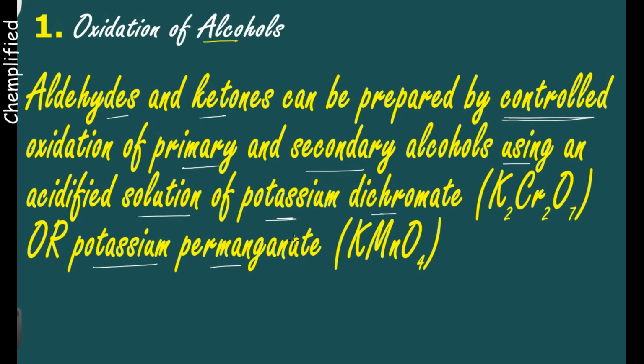All right. So we do the oxidation of alcohols which is controlled. What is the meaning of control? We will discuss it in the reaction. We do controlled oxidation of alcohols to produce aldehydes and ketones. Right. Let's take a look at the reaction.